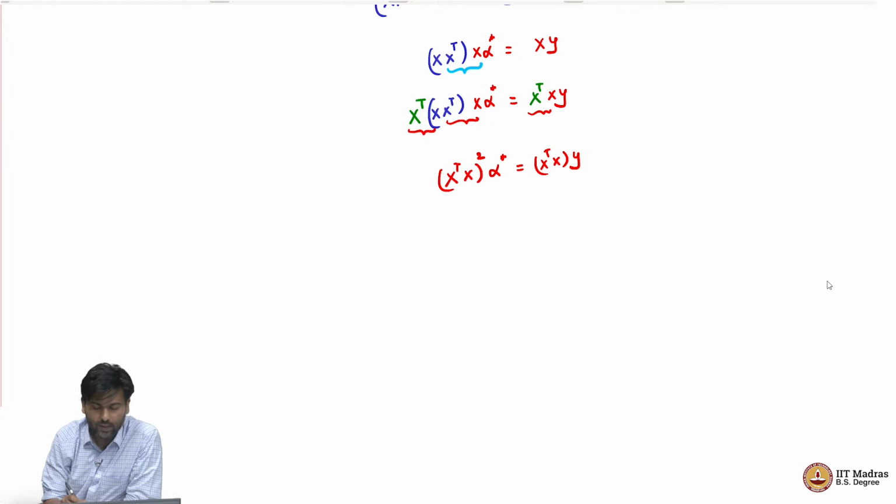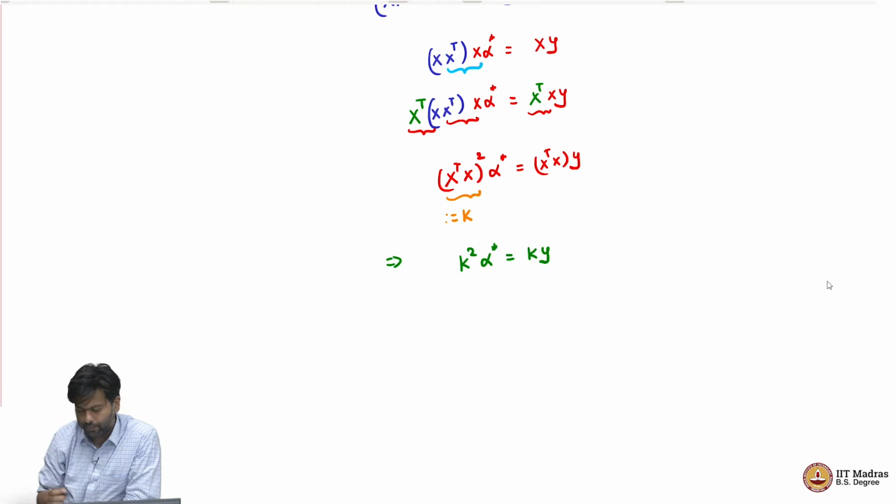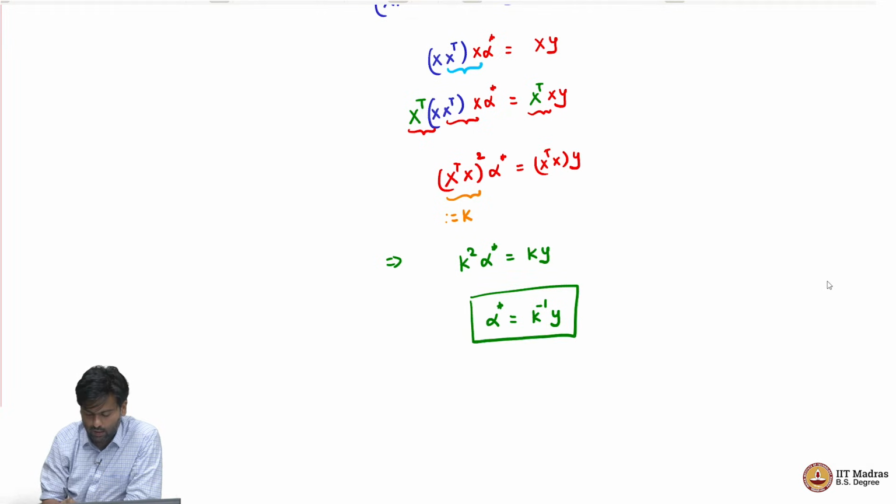Which means x transpose x is our kernel matrix, which we can call K. So then we have the equation K square alpha star equals Ky, or in other words, if K is invertible, then we can simply say alpha star is just K inverse y.